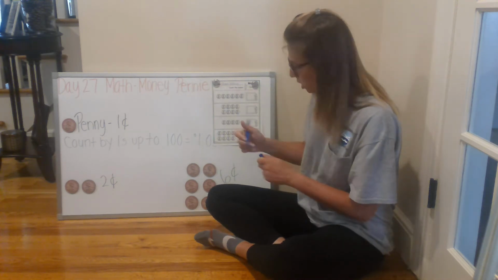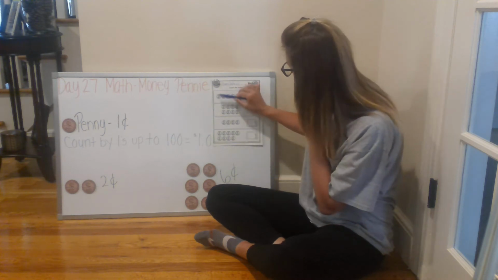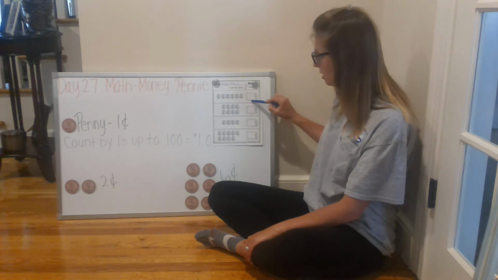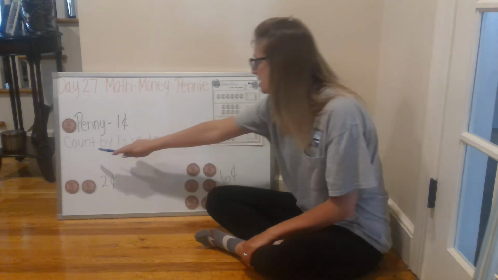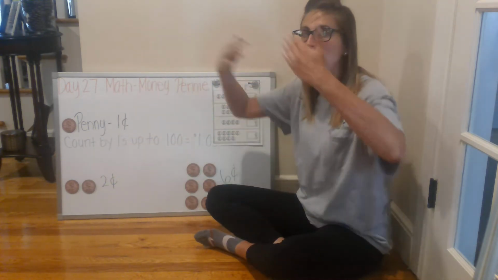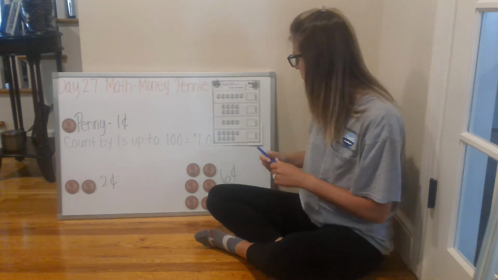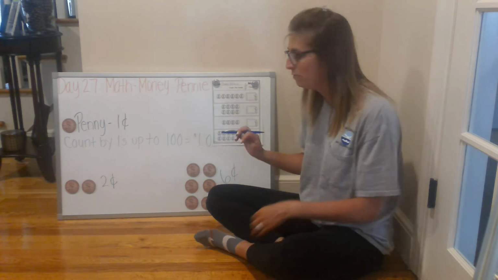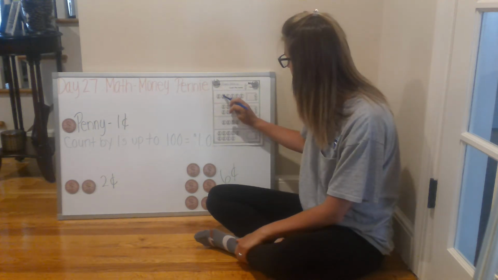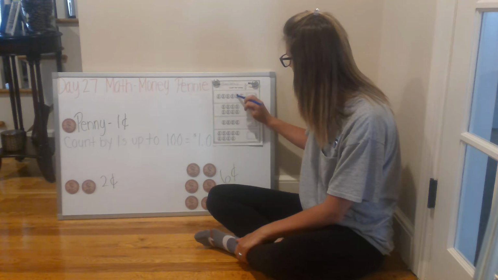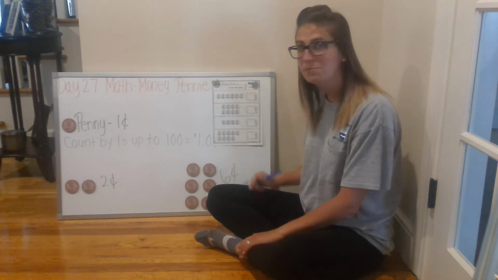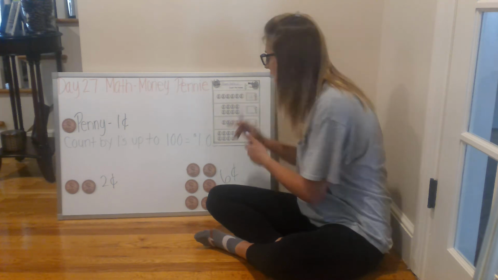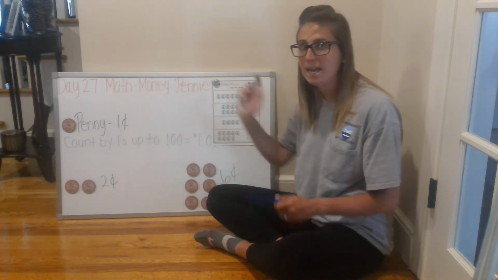Okay, so now what we're going to do is for each box, you're going to count the pennies and then write the amount here. Remember that a penny equals 1 cent, and we count by ones up to 100 until we reach $1. So let's count the first box together to determine how many pennies we have total. So we have 1, 2, 3, 4, 5, 6. So we have 6 pennies total, so I'm going to write 6 cents in the box, making sure that you're including the cent sign after your number.